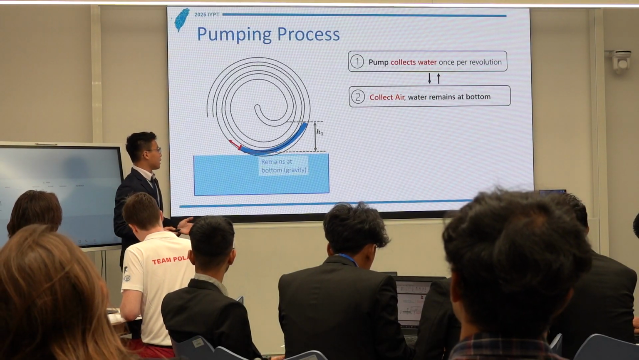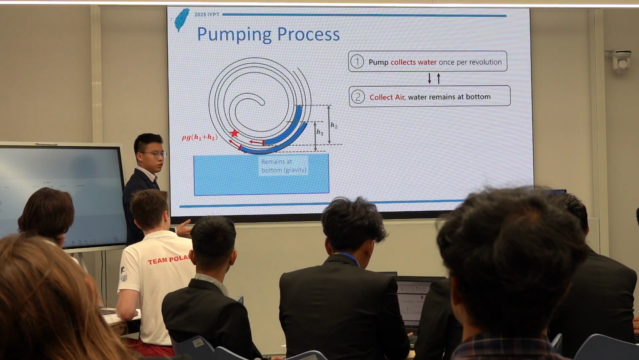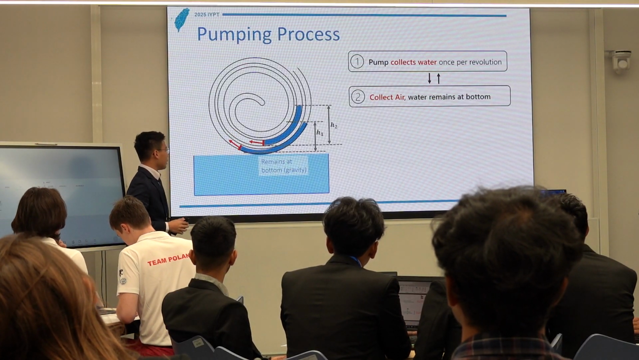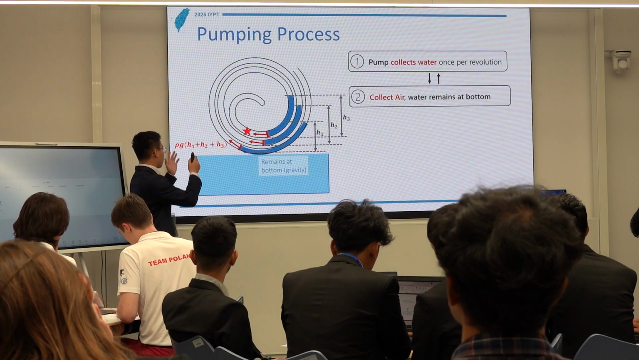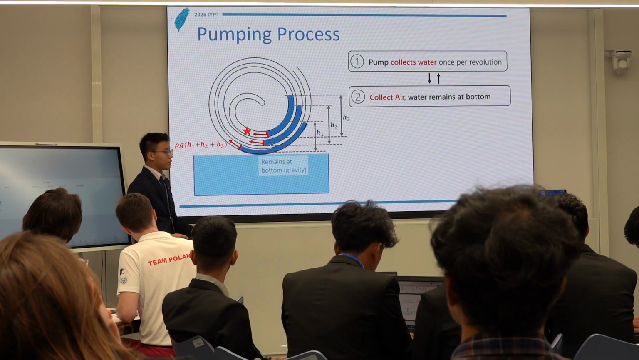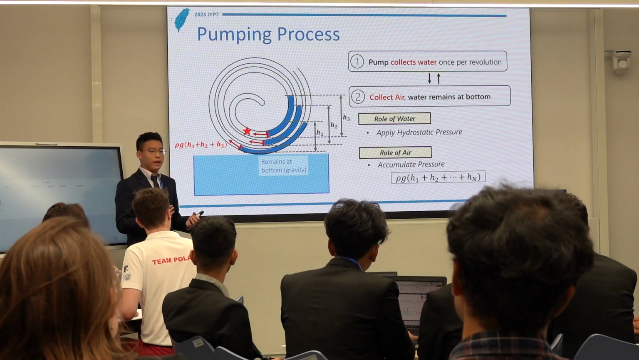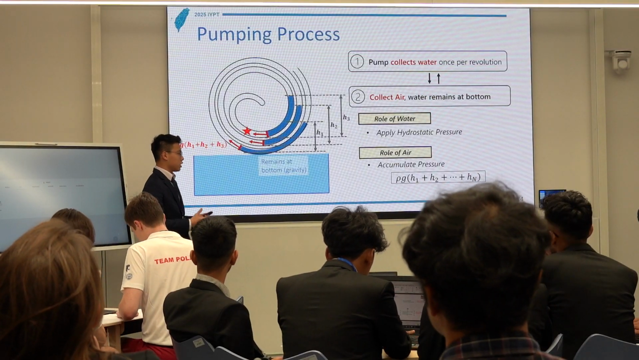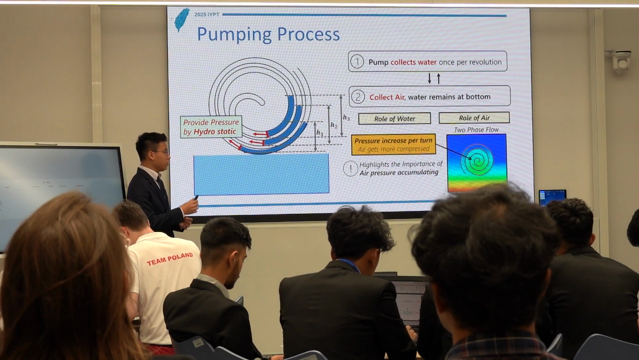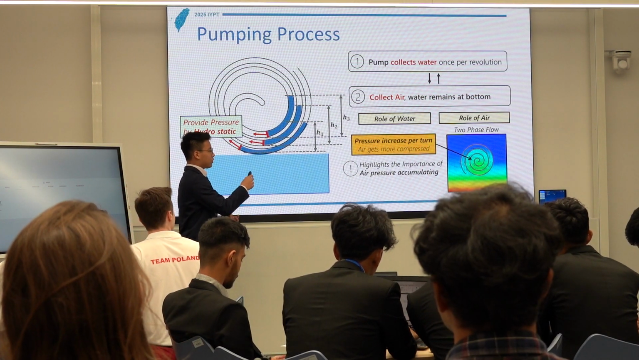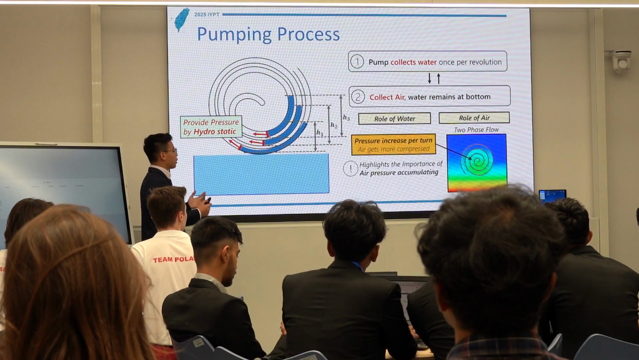If we rotate it one more time, the second water plug forms. The pressure is now rho G(H1 plus H2) due to these two stacking. Then rotate it one more time, we'll form another water plug, where the pressure is now rho G(H1 plus H2 plus H3). So the role of water is to apply hydrostatic pressure, and the role of air is to accumulate such pressure in rho G(H1 plus H2 plus Hn). And I also conducted a two-phase flow simulation and found the pressure will increase per turn as the air gets more compressed. This highlights the importance of the air pressure accumulating.